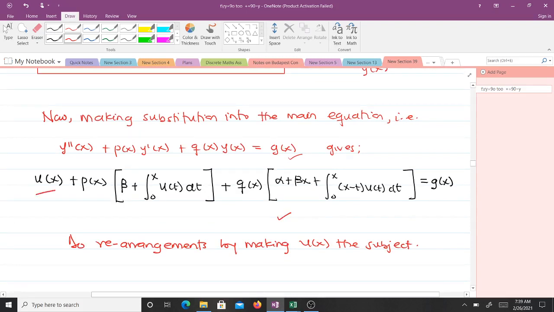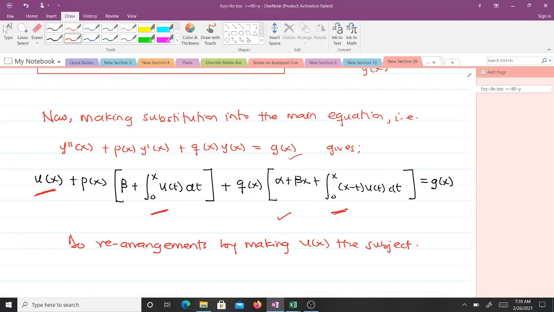So there's a y prime prime of x, a y prime of x, and there's a y of x. After making the substitution, we do rearrangement by making u of x the subject, and that will give us a Volterra's integral equation. So that's the concept of converting initial value problems to the Volterra's integral equation.